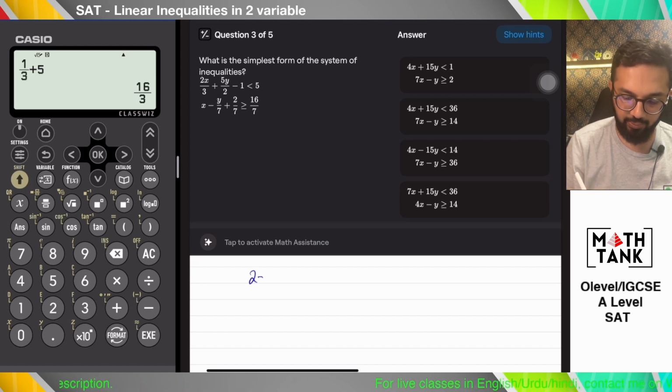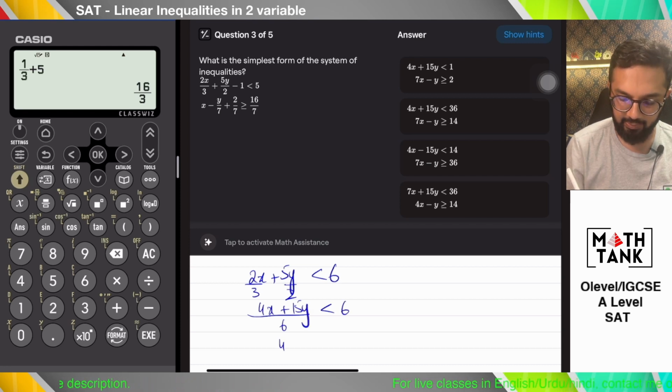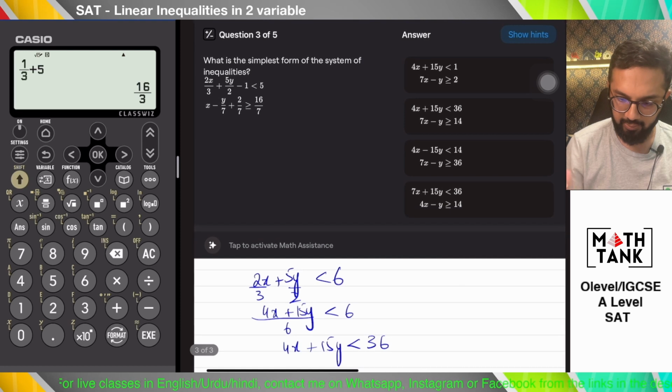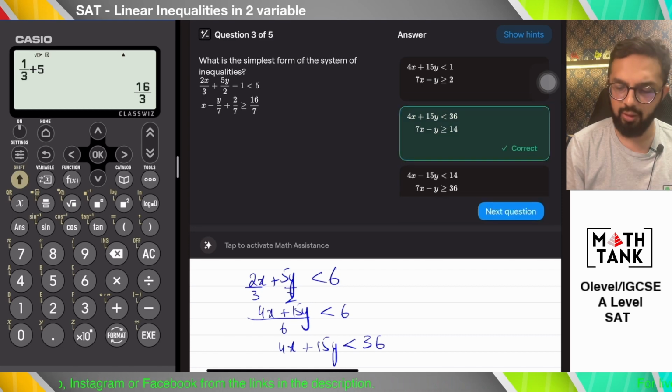Okay, so that's 2x plus 5y over 3 and over 2 is less than 6. Then I take a common denominator 6 and say 6x plus 10y, 4x plus 15y is less than 6. So 4x plus 15y should be less than or equal to 36. Okay, that's one inequality that I found. Is there a similar answer option? If not, then that should be the correct one without even solving the other one.